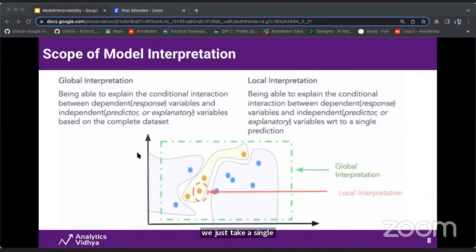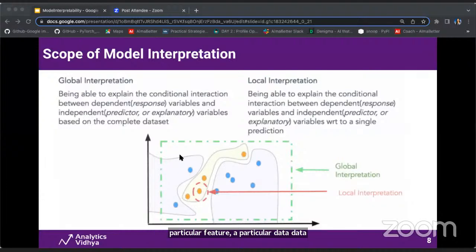Okay. So local interpretation is all about being able to explain and understand model decisions based on conditional interaction between the response variable and the independent features with respect to a single data point. Okay, like you can see in the diagram, global interpretation has been marked with these green dots because we are talking about the complete data set. And in the local interpretation, we are talking about a particular data point.